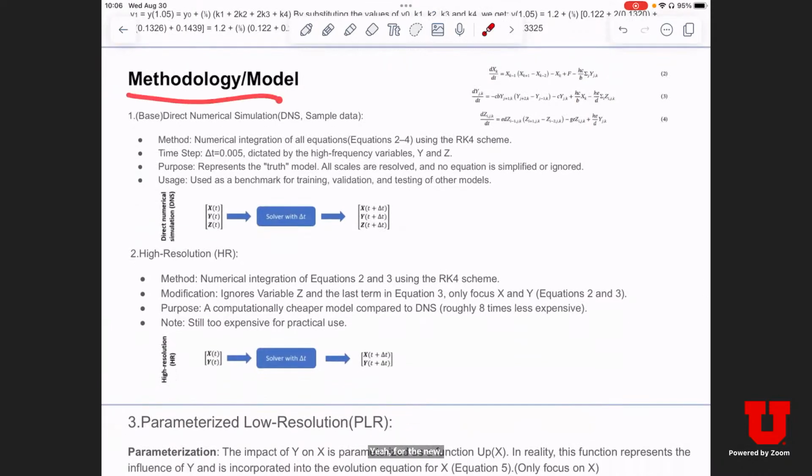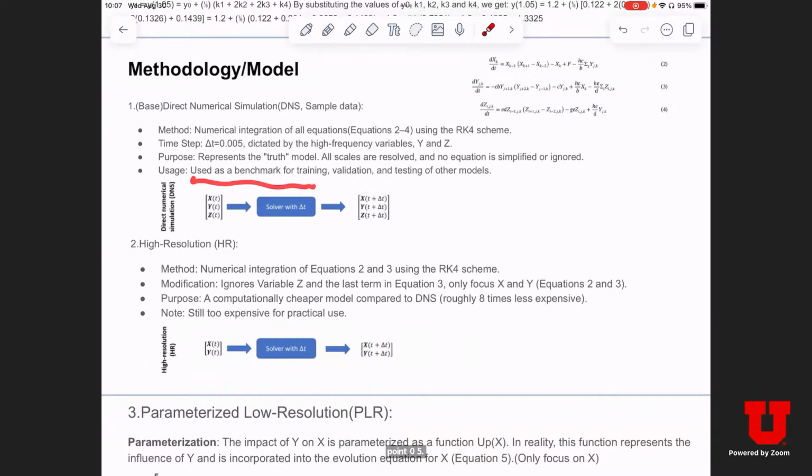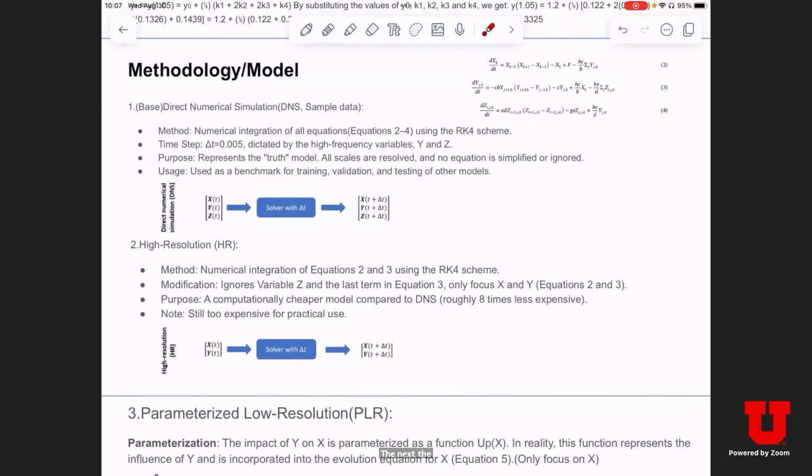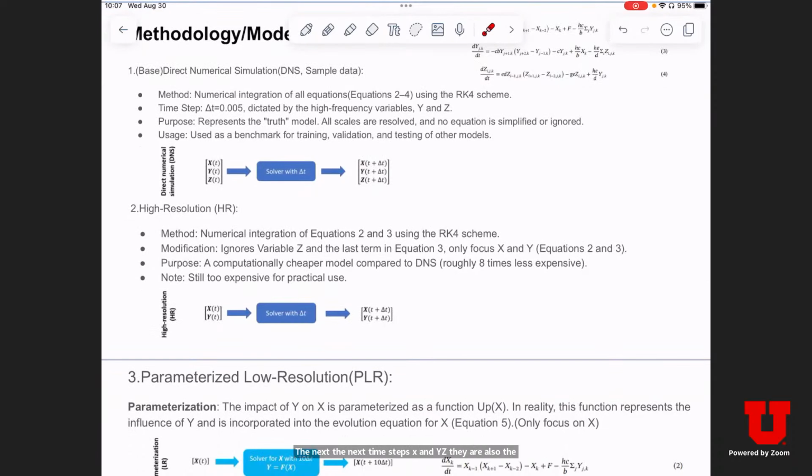So I will talk about the methodology and models. The first one is called direct numerical simulation, the DNS. It computes equations 2 to 4 with the RK4 scheme, using a time step of 0.005. It is also used for training, validation, testing, and for the other models to compute the next time step x, y, z. There are also different time scales.